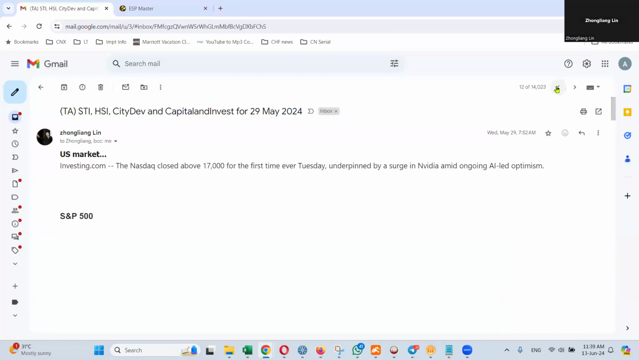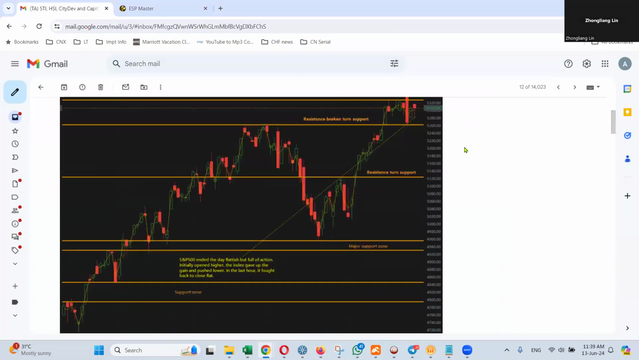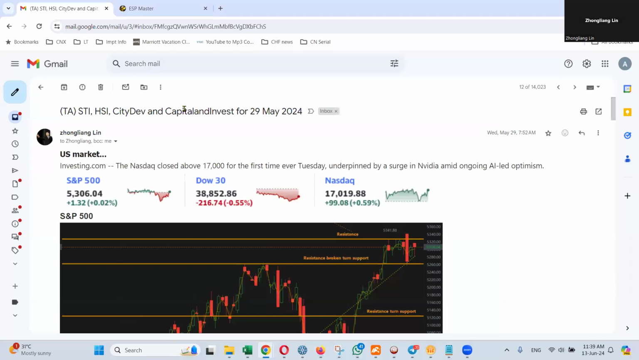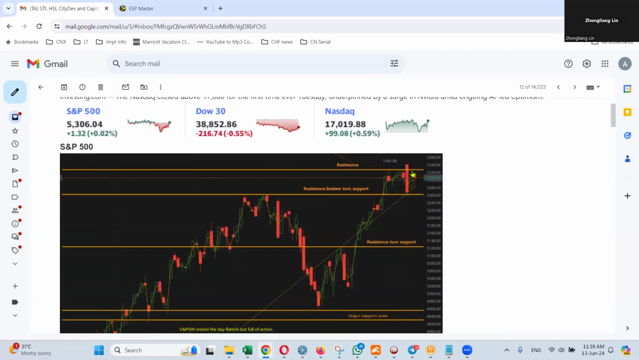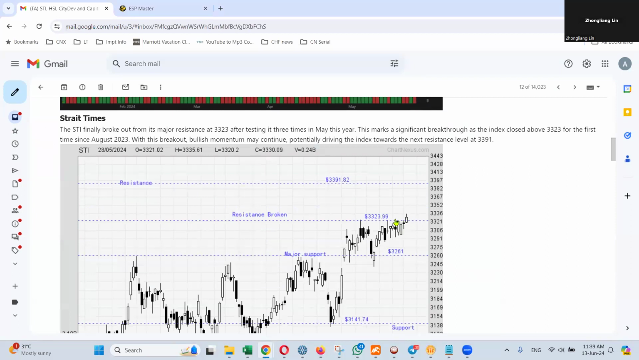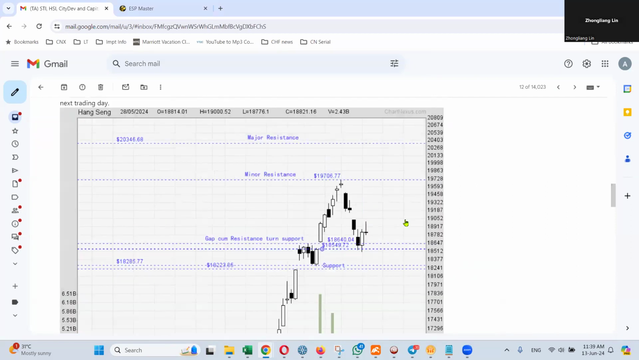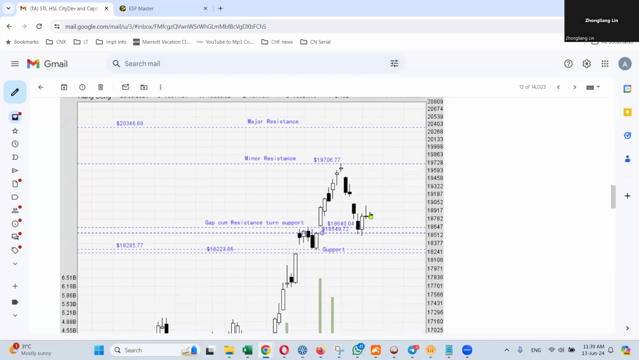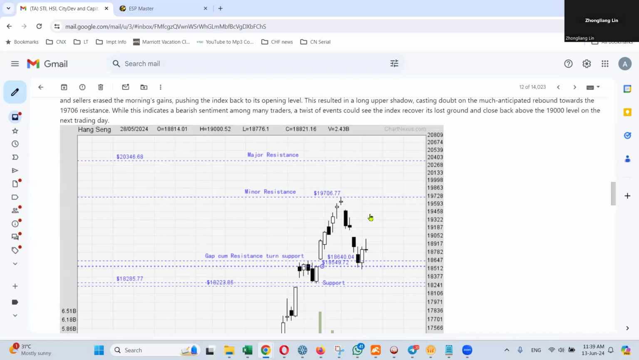Next counter here, we are looking at City Development and CapitaLand Invest. Unfortunately, both counters fail miserably. But you can see S&P 500 held steady between the range over here, so that helped to steady the uptrend. And then you're looking at STI breaking up from the resistance, and Hang Seng failed to rebound strongly, where you can see a long upper shadow here.